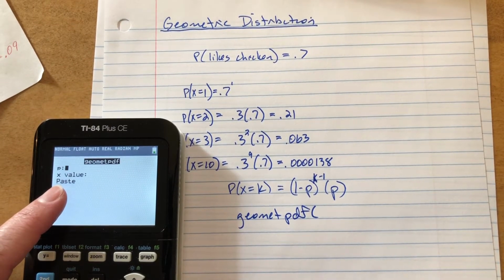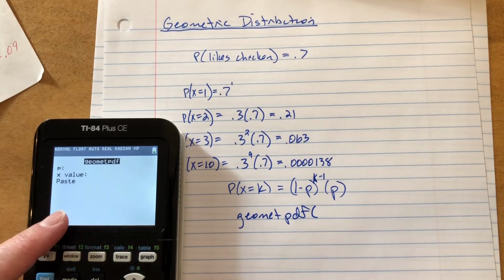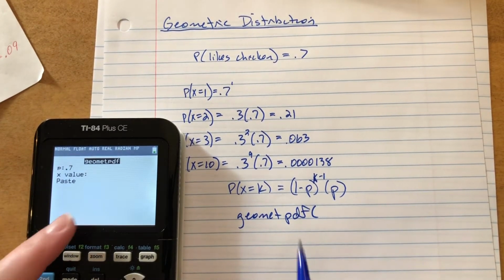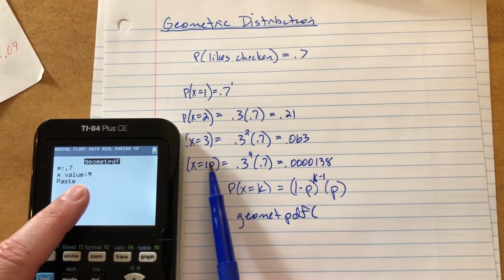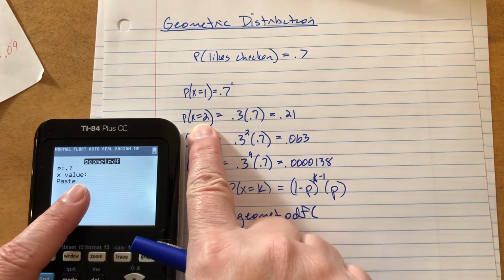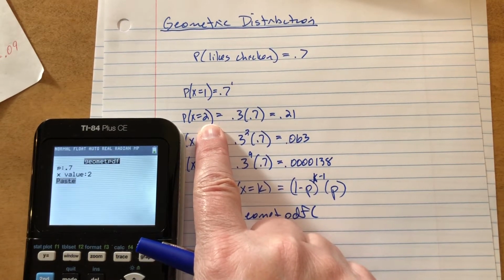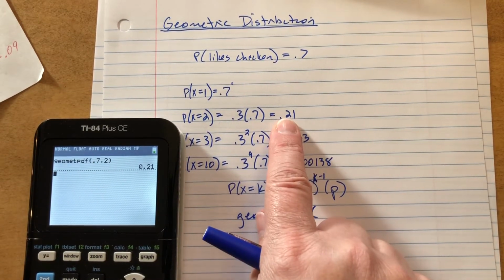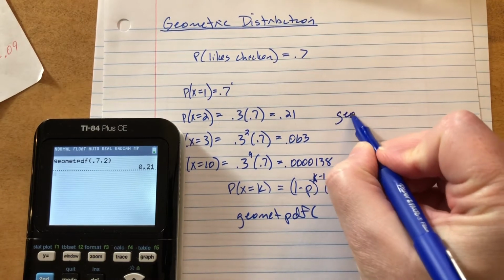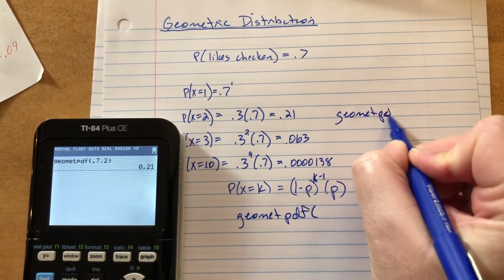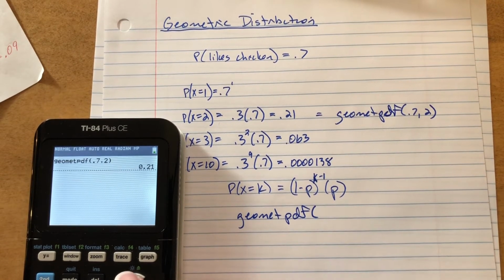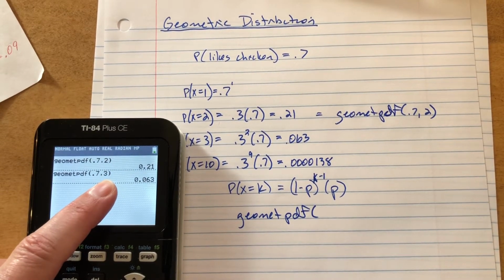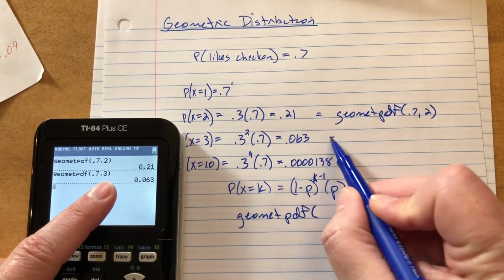So now, again, I don't have an n. I don't have to worry about the total number of trials, because there's no total number of trials. But I do have to put in my probability of success. And this is the x value of where I want my first success to be. So we'll do this one first. I want my first success to be on the second person. So you notice that that is the same thing. So geometric PDF of 0.7, 2 is the exact same thing. If I come up here and change this to a 3, this would be the third person being the first success. And again, it's the exact same thing.